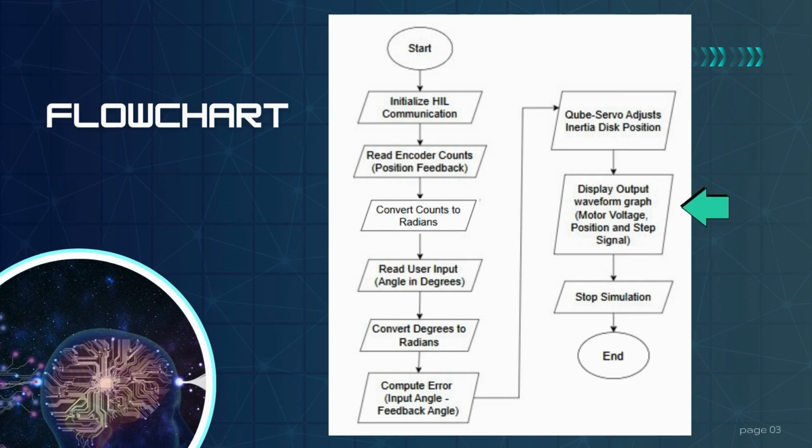Throughout the process, the system displays the output signals on the LabVIEW front panel. There are three main outputs: the motor voltage, which shows how much electrical signal is being sent to the motor based on the error; the actual disk position as measured by the encoder and converted to radians or degrees; and the step signal, which is the input set by the user. These three outputs are shown on a graph in real time, allowing users to monitor system performance and stability.